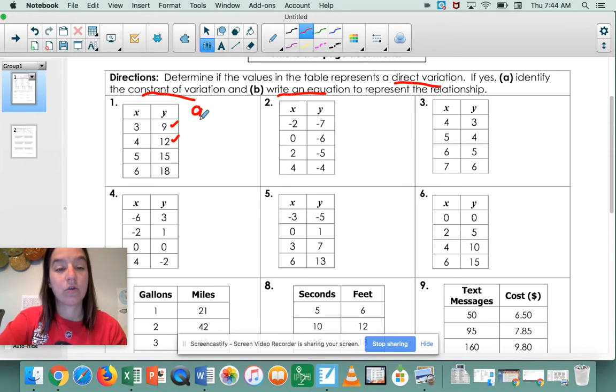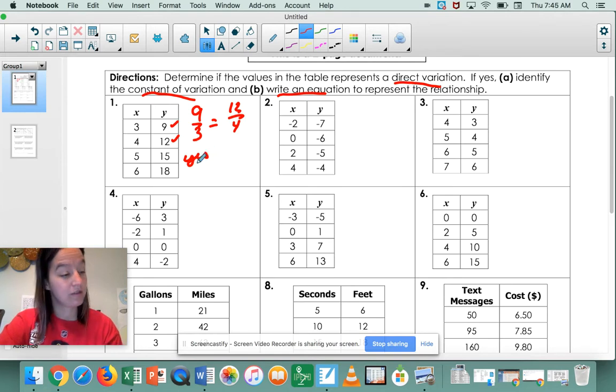So if I do 9/3, is that equal to 12/4? And you would say yes, because they are both equal to 3. So because they are both equal to 3, my constant of variation, my k, remember how we had that equation with k? My k is 3. So that gives me, yes, it's a direct variation. My constant of variation is 3. And my equation would be y equals 3x.